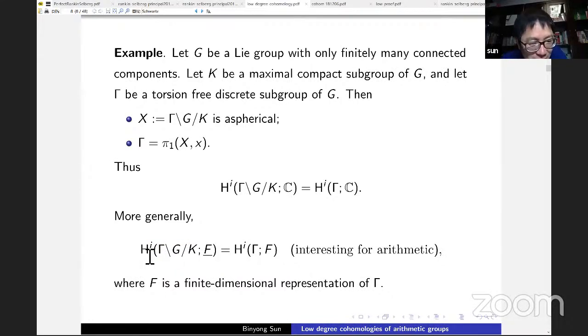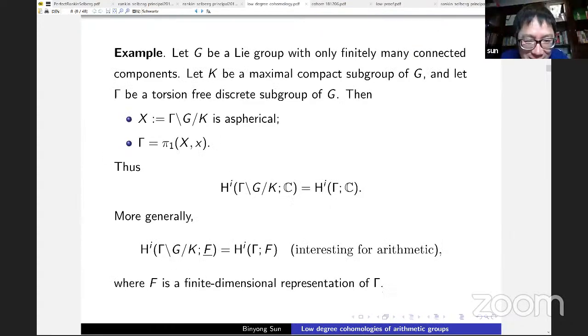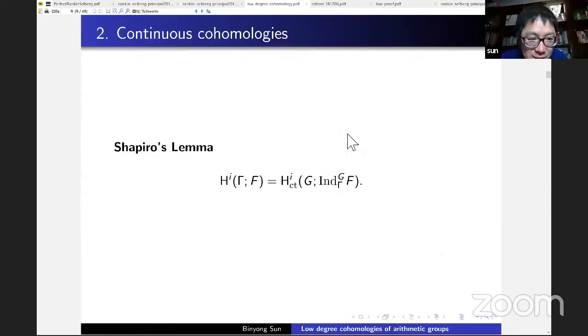So this cohomology space is often very interesting for arithmetic study. I think everything here is well known. So we are interested in this group cohomology.